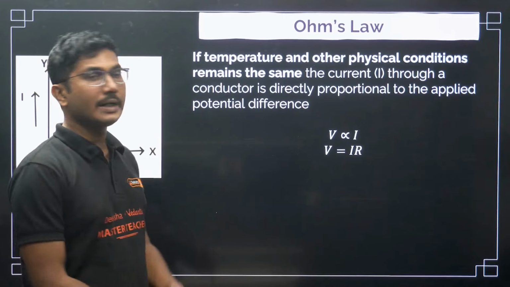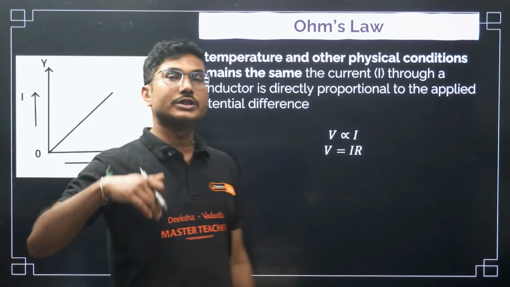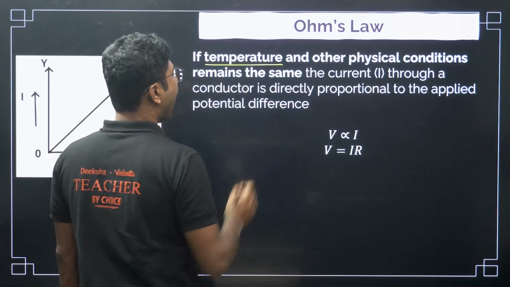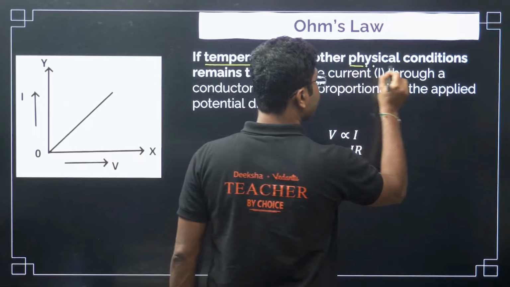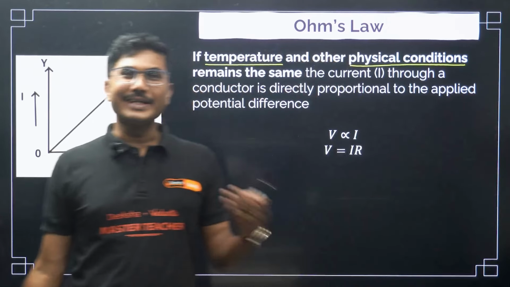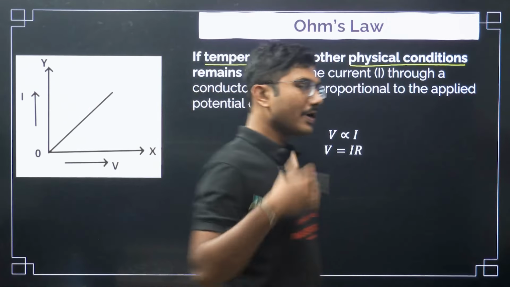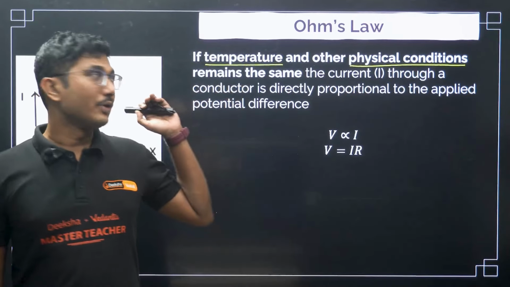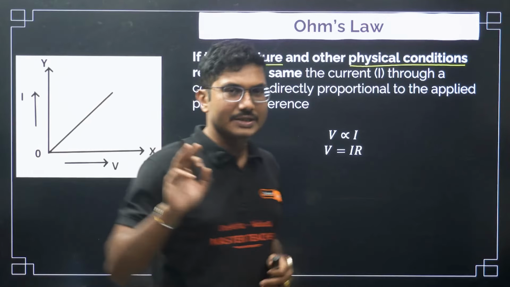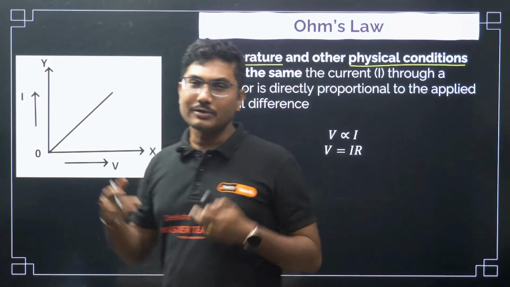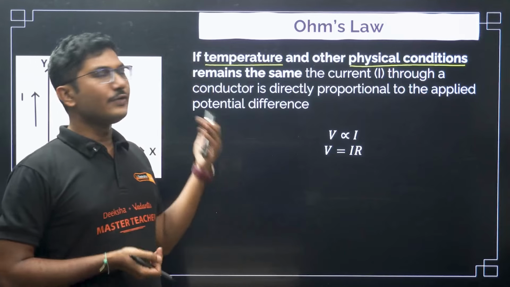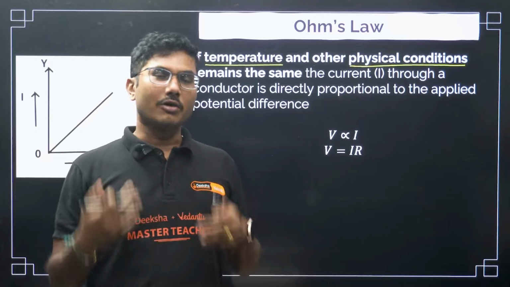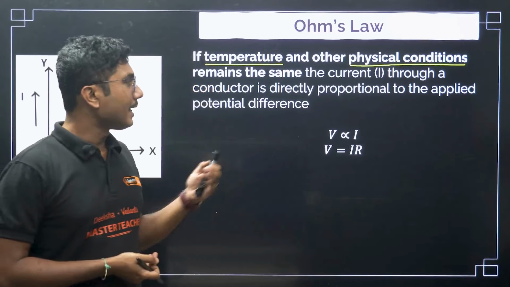Now here you have to remember that a few questions come up: what are the constants of Ohm's law? The constants of Ohm's law are temperature and physical condition. Physical condition means physical state. There are 3 states of matter mainly. In fact, right now there are 5 states of matter universally accepted, but for our purpose, 3 states of matter. So if physical states remain the same, that means if you are passing a current through a solid, the solid will remain solid, then this Ohm's law is valid.